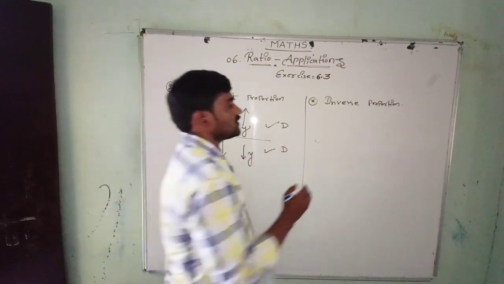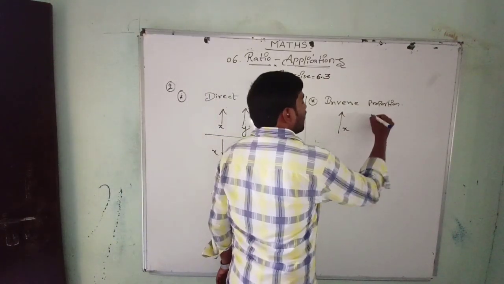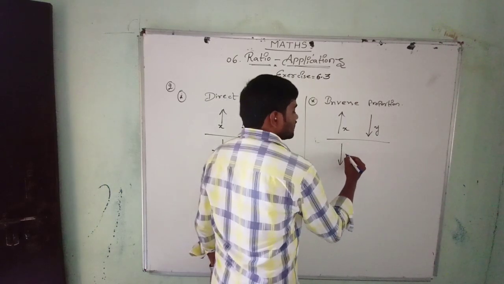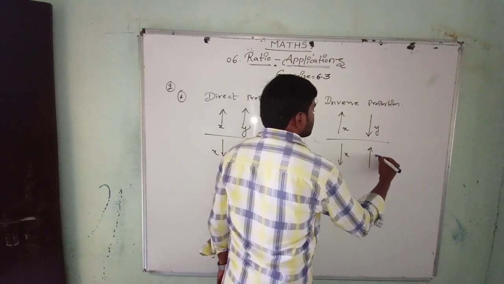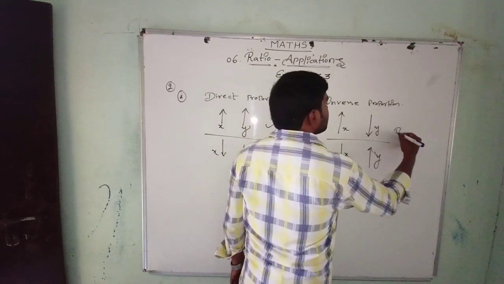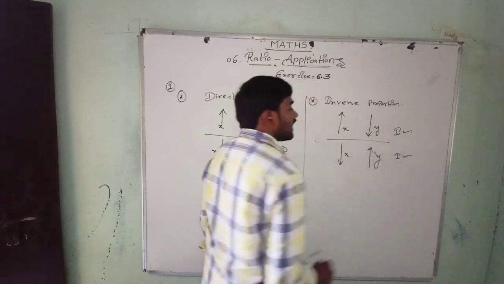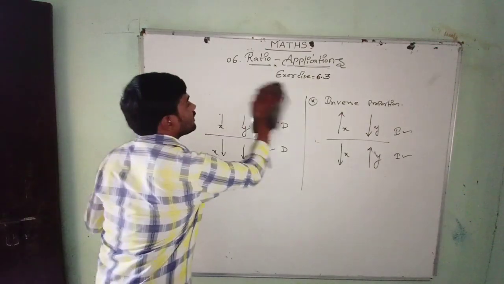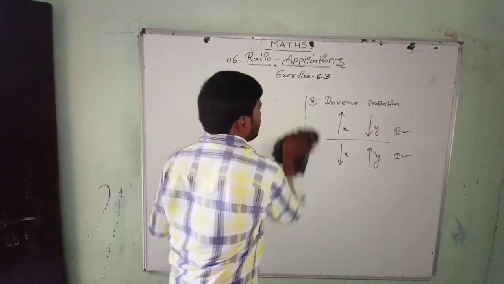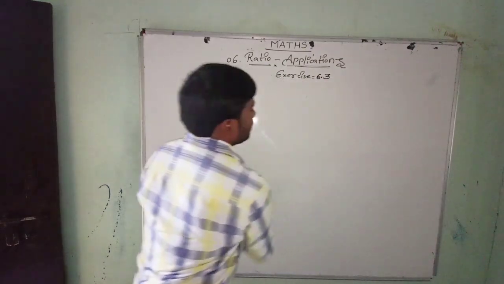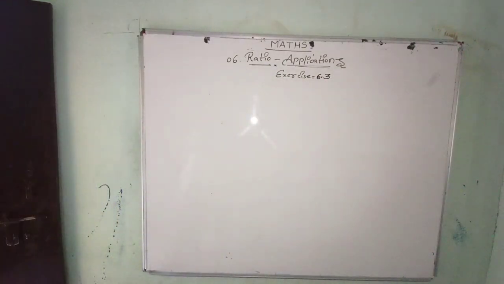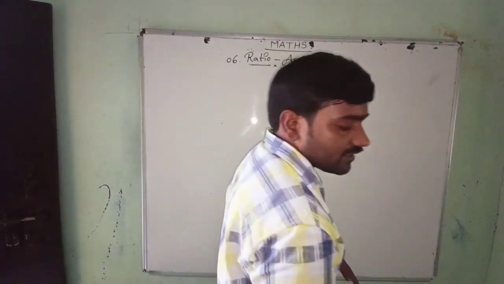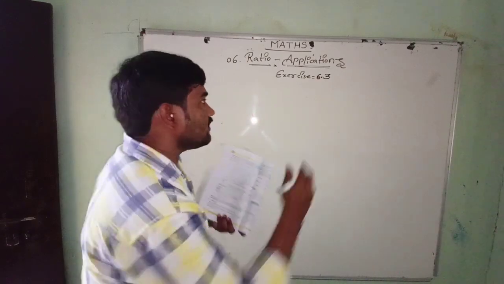So inverse proportion: if x increases and y decreases, they are called inverse proportion. If x decreases and y increases, they are in inverse proportion. ఒకటి పెరిగి ఇంకోటి తగ్గితే అది inverse proportion లో ఉంది. So you might get an idea of what is direct proportion and what is inverse proportion. Direct proportion means either both increase or both decrease. Inverse proportion means one increases and the other decreases.